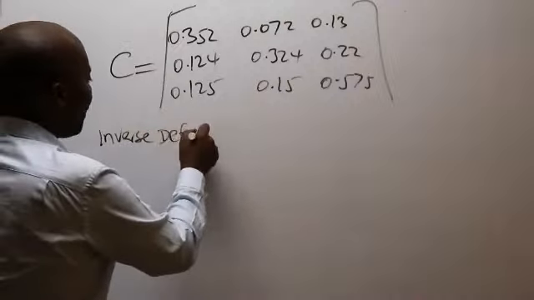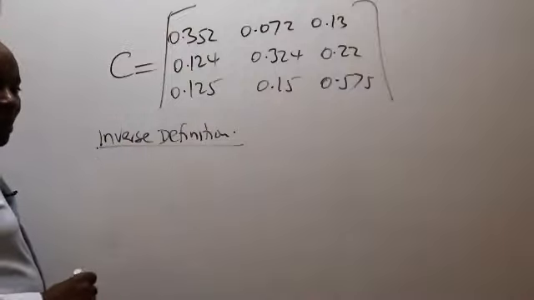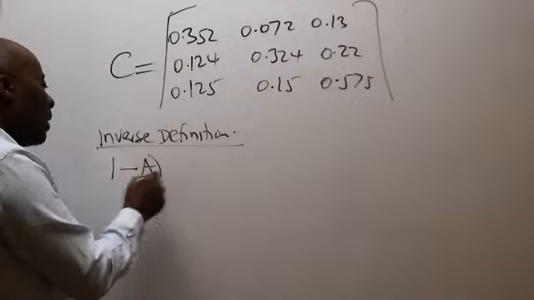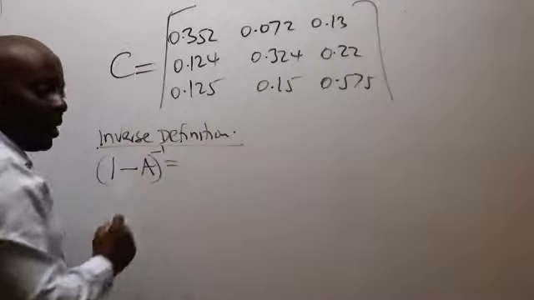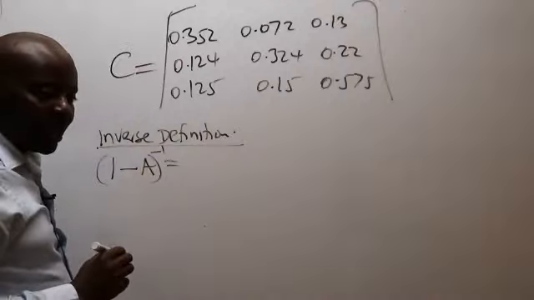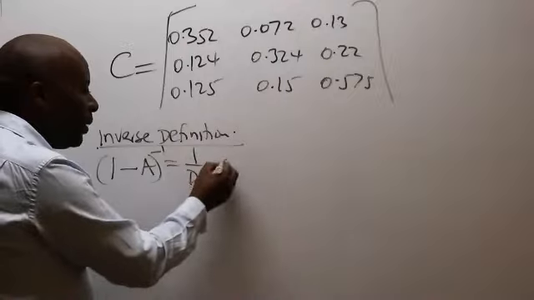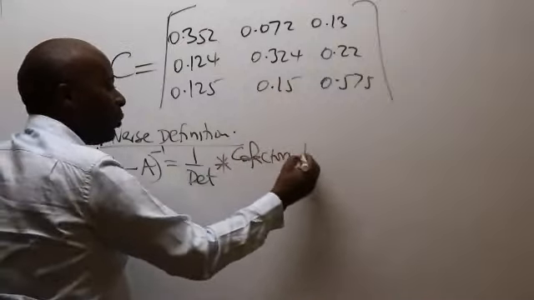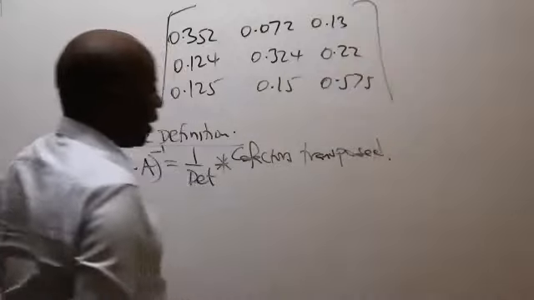So remember the matrix whose inverse we wanted is this matrix I minus A. So I minus A inverse will be equal to what? I minus A inverse will be equal to 1 over the determinant times the cofactors transposed. Times the cofactors done what here? Transposed.